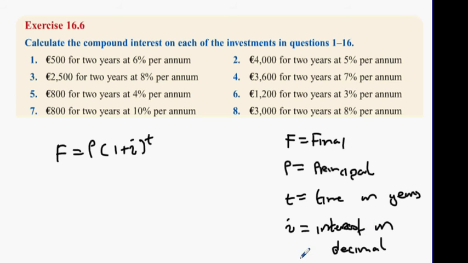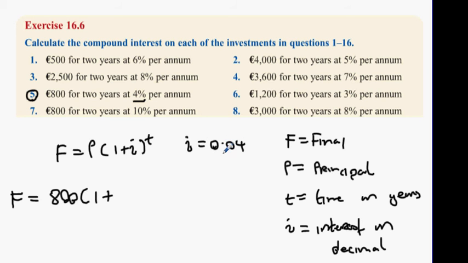So let me give you an example. Question 5 as an example, okay? Calculate the compound interest on each of the investments, questions 1 to 16. So here's what happens. Our final amount equals our initial amount. How much did we put in initially? 800. 800 is our principal. Okay. The number 1 plus I. What's I? The interest. Read the question. 2 years interest is? 4%. Now, I is going to be written as 0.04.